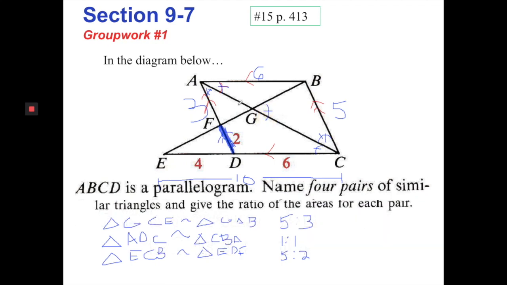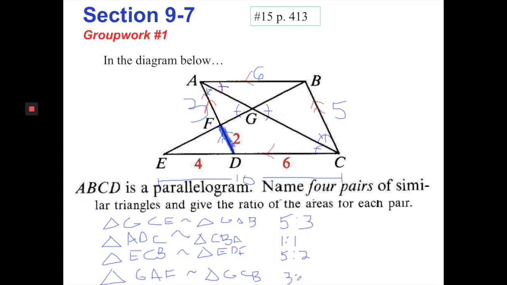This vertical angle right here, vertical angles are congruent, so that's a good sign. We just need to get one more angle being congruent. Oh, we already have this angle being congruent. GAF is congruent to GCB. And that's going to be our fourth and final congruence. Triangle GAF is similar to triangle GCB by AA. And that would be in a 3:5 ratio.